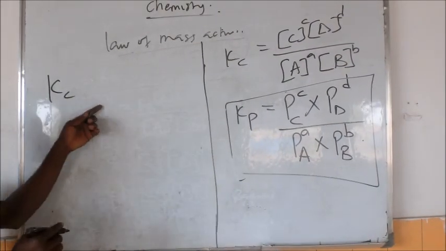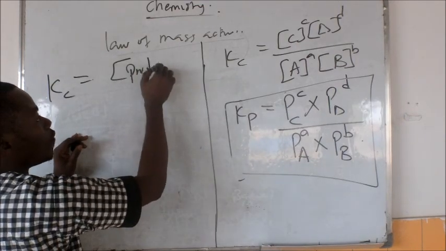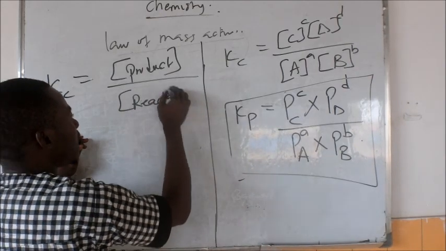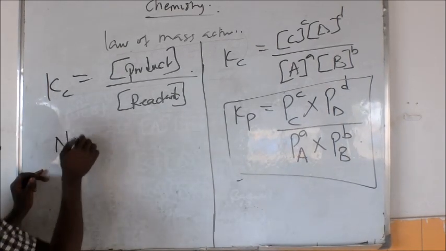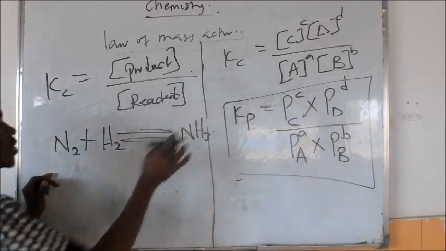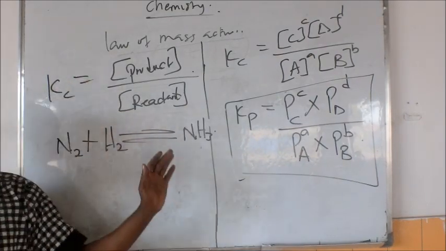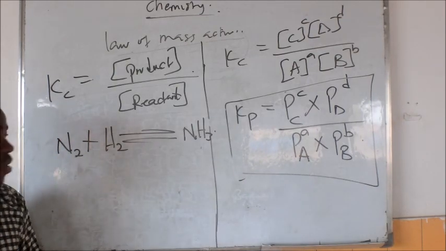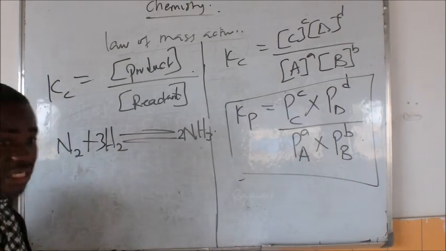The equilibrium constant in terms of concentration is equal to the concentration of the product all over the concentration of the reactant. That is the meaning. Let's take for example nitrogen plus hydrogen to give NH3. The first thing you have to do, if you are given any reaction, is make sure it is balanced. You have 2 here, you have 3 here. Is it balanced now?